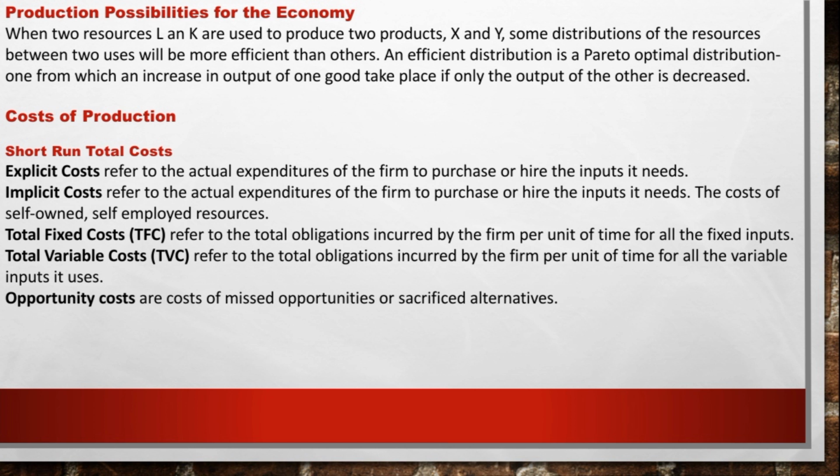Cost of production. Explicit costs refer to the actual expenditures of the firm to purchase or hire the inputs it needs. Implicit costs refer to the cost of the self-owned, self-employed resources. Total fixed cost, TFC, refers to the total obligation incurred by the firm per unit of time for all the fixed inputs. Total variable cost, TVC, refers to the total obligation incurred by the firm per unit of time for all the variable inputs it uses. Opportunity costs are costs of missed opportunities or sacrificed alternatives.